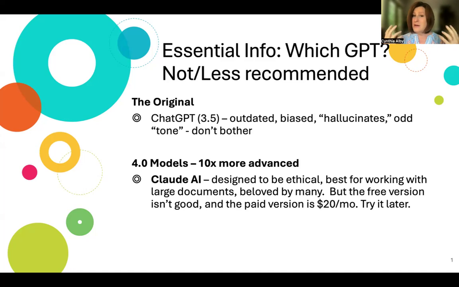There are new models that are 4.0 models, and they are literally 10 times more advanced. It's the difference between having an unreliable assistant who is a high school sophomore and an unreliable assistant who is a graduate student, maybe a PhD student. Either way, they're going to be kind of unreliable, just a little bit. But these 4.0 models are so much better.